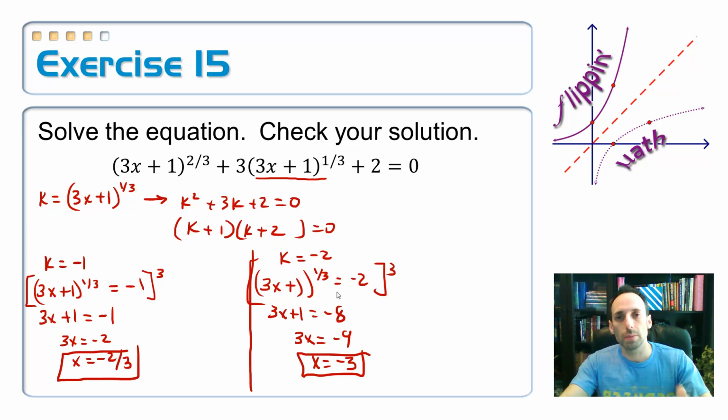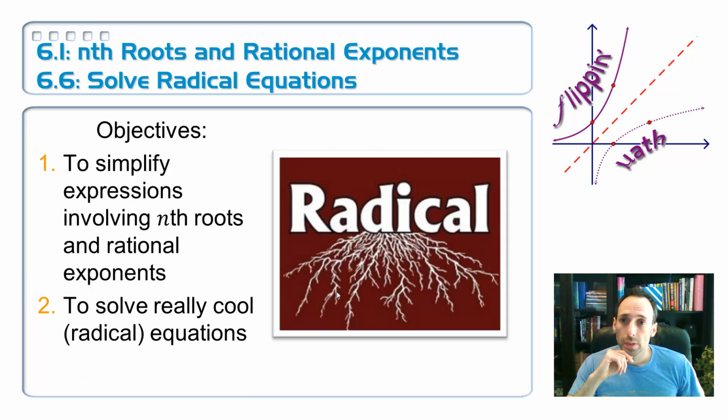See? See how simple it became whenever you looked at it from another perspective. Now, we'll also do something like this again whenever we solve some exponential equations in the next unit. So there's something to look forward to. That concludes our lesson on rational exponents and nth roots, together with solving some radical equations.